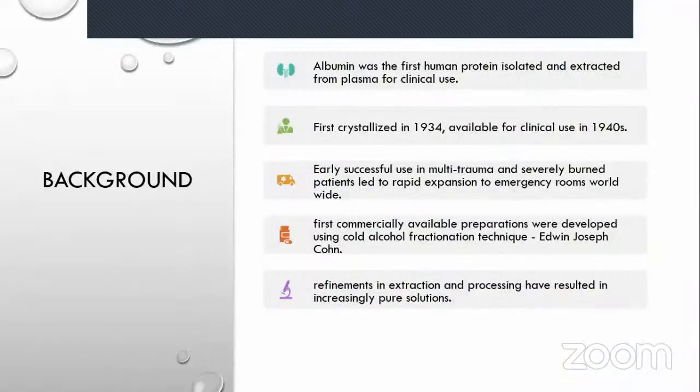So a bit of background. Albumin was the first human protein isolated and extracted from plasma for clinical use, first crystallized in 1934, available for clinical use in the 1940s. Early successful use in multi-trauma and severely burned patients led to rapid expansion to the emergency rooms worldwide. First commercially available preparations were developed using the cold alcohol fractionation technique. Refinements in extraction and processing have hence resulted in increasingly pure solutions.